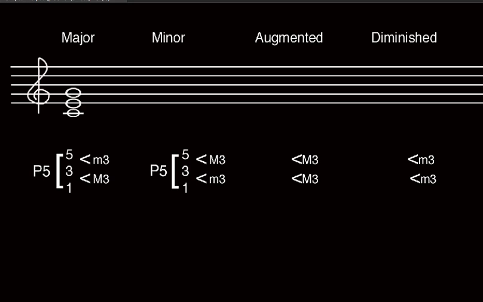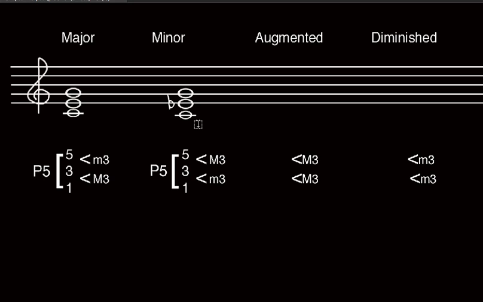So let's take C again. We know that C major is C, E, and G, but for C minor, we're going to lower the third to an E flat. So now we have C to E flat being a minor third, and E flat to G being a major third. Since the C and the G didn't change, it's still a perfect fifth. So now this is how we get a minor triad.